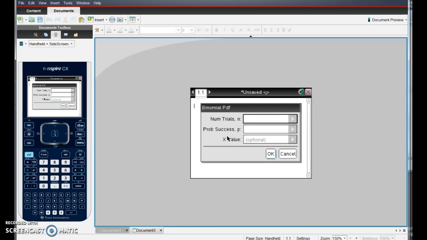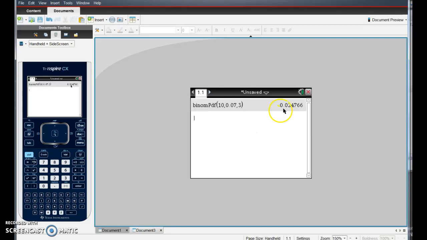The number of trials, let's say there were 10 trials. This is similar to an example we did in class. The probability for success, let's say, is 0.07. And we want to find what's the probability that 3 will occur. And then you just press OK, and it gives you your probability right there. Again, number of observations, probability for success, and 3 is the X value that we want.